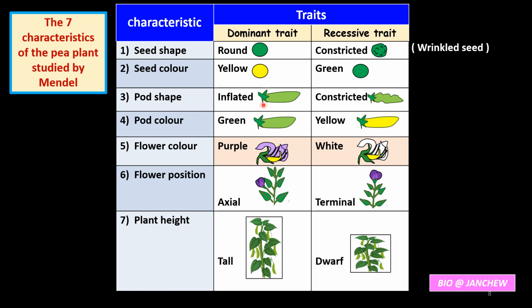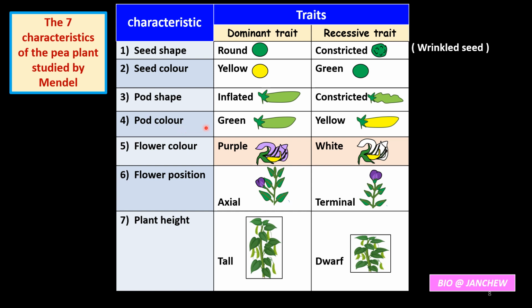For pod shape, some pea plants produce a pod that is inflated. It seems a bit swollen, like there's some air inside, so the outer covering is a bit smoother. The other type of pod shape is a constricted pod shape. Again, in Malay it is called berkedut. The external surface of the pod looks a bit wrinkled up.